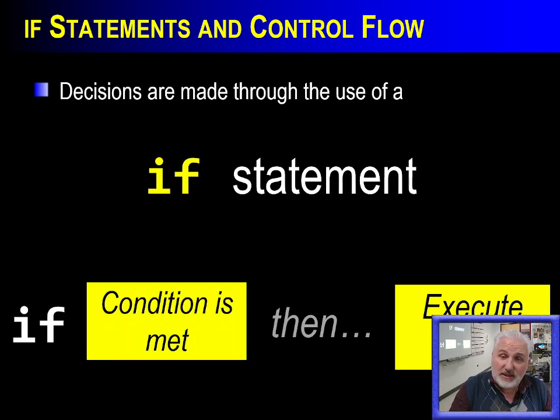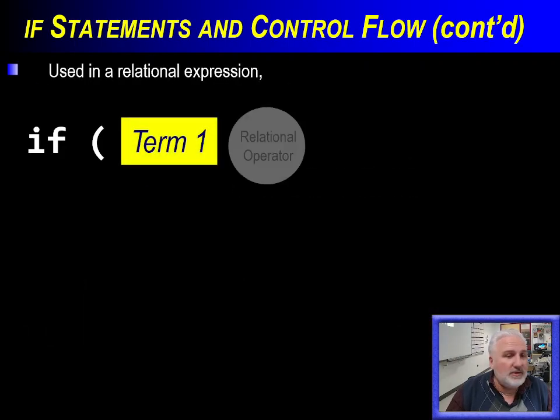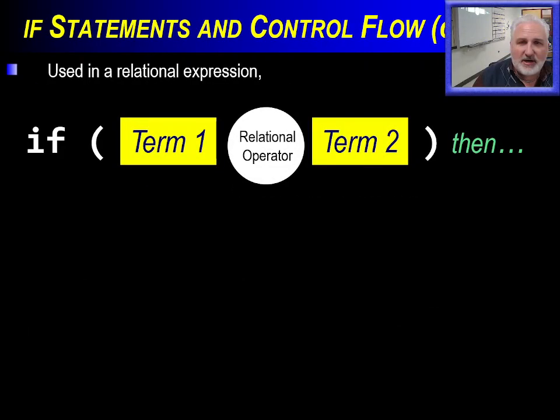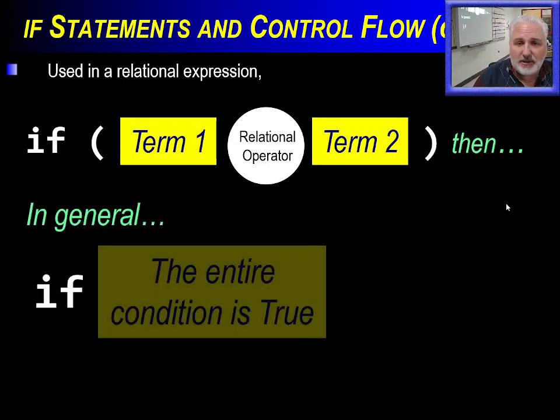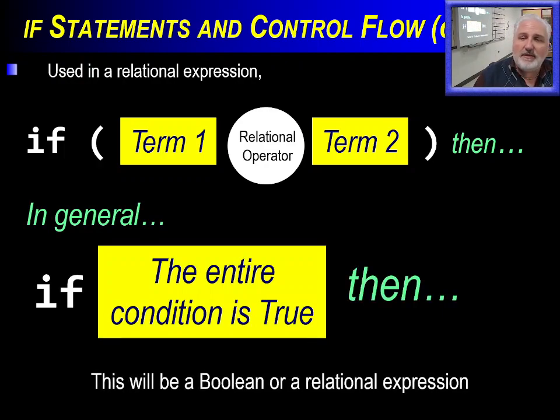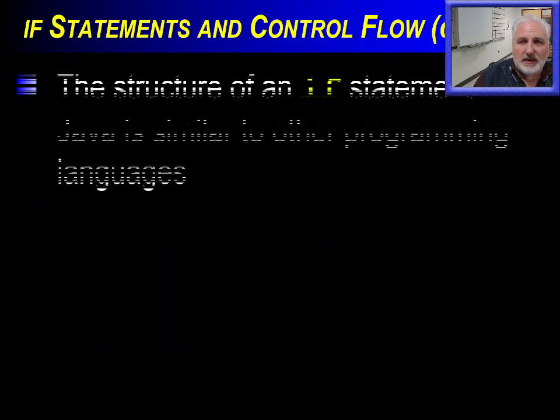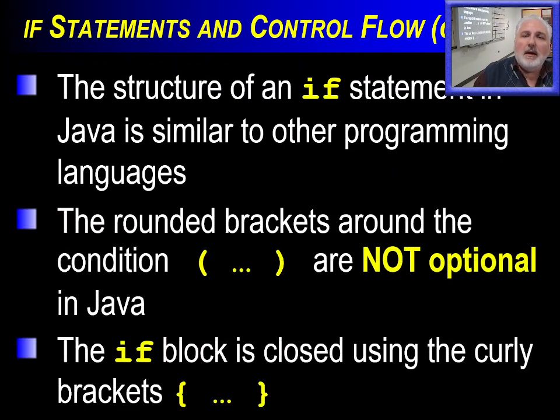If a condition is met, then code will be executed. When using this in a relational expression, if term 1 relates in a certain way to term 2, if that's true, then the code will execute. That's the relational expression. If it's true, then it will execute the block of code that follows. So in order to do this, you have to form the Boolean expression, okay?